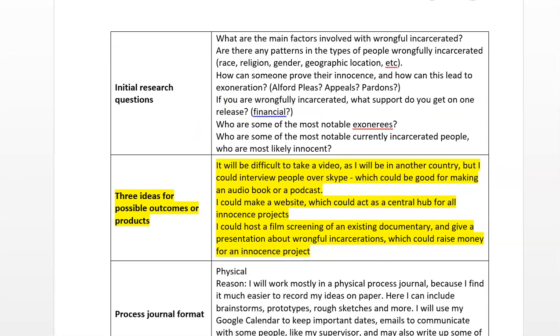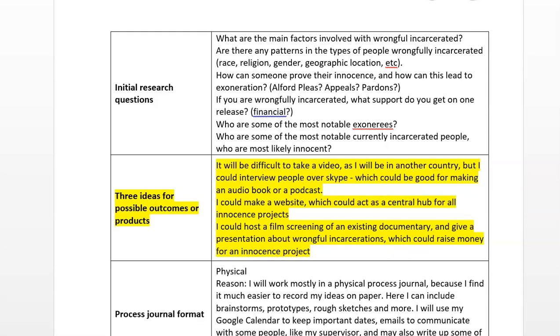Lenny has written, "It will be difficult to take a video, as he will be in another country, but he could interview people over Skype, which could be good for making an audiobook or a podcast." Lenny's saying here that his project that he wants to study is based in the USA, and he is not based in that country, so making a video for his project would be unrealistic.